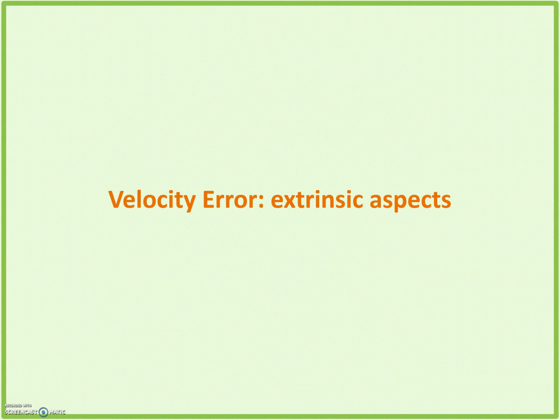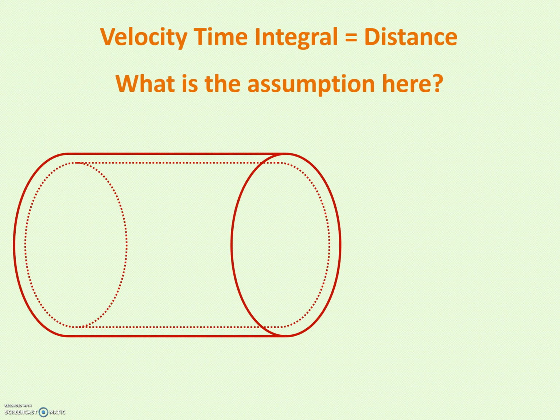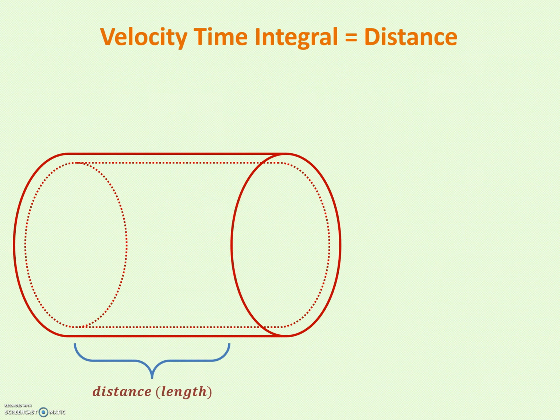So those are two kinds of intrinsic errors, the spectral broadening and the aperture width to depth ratio, and the cosine error. Now I'm going to focus a little bit on an extrinsic aspect of velocity error. So we talked about this already a little bit before, the velocity time integral's distance. But what is the assumption here? I showed you this hockey puck of blood moving forward, right? And you're insonating this hockey puck of blood to get the distance or the length.